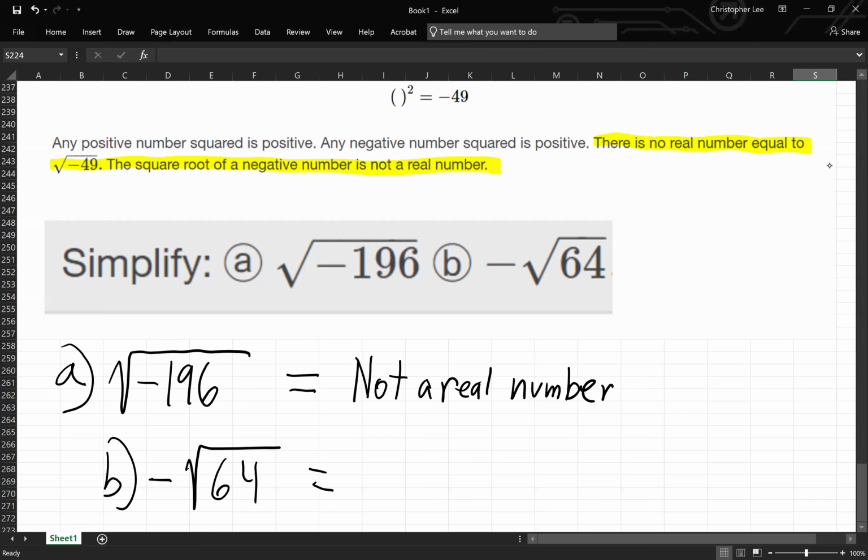What you got? Negative 8. Good. And that's it. All right. Notice the difference, right? The negative's on the outside of the radical, so that's legal. But when the negative is inside of the radical, in the radicand, it's not a real number. Questions on this, anybody?